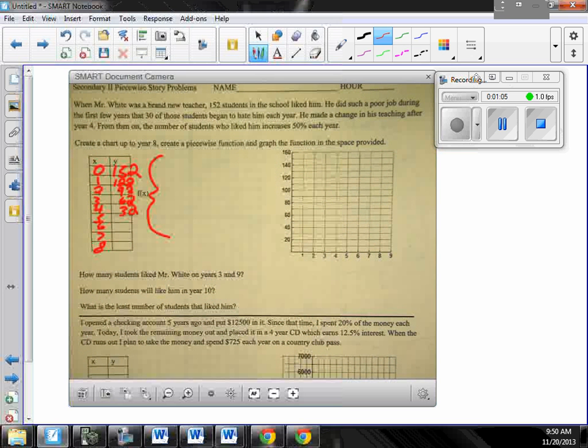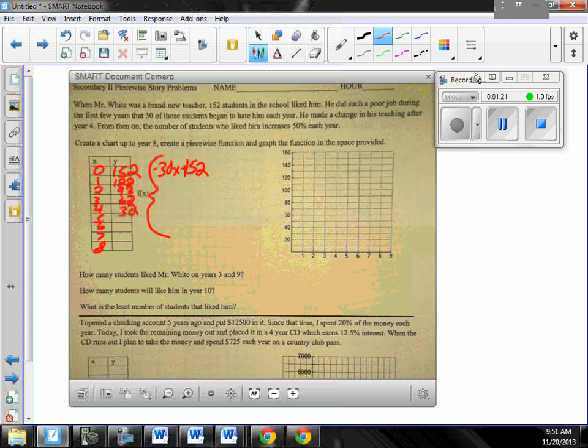Negative 30x plus 152. Now, if you don't know how to write that by hand, you could always do stat, edit, pick 2 points, and do linear regression.